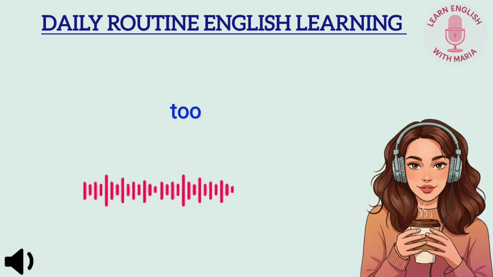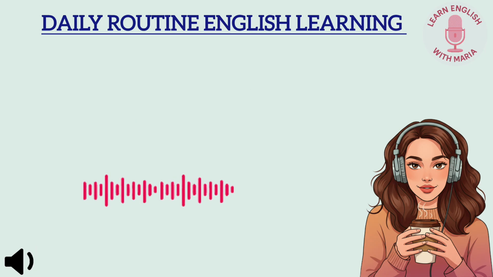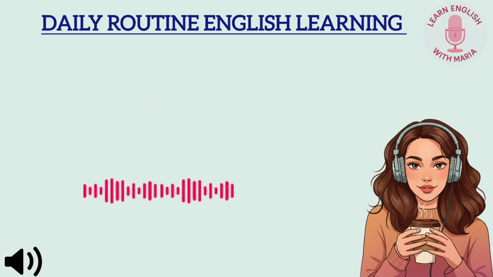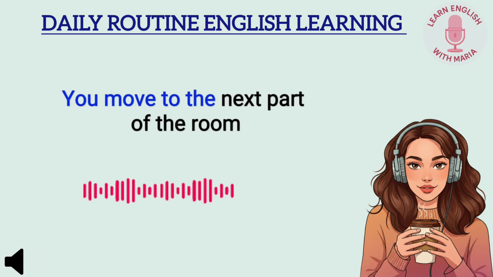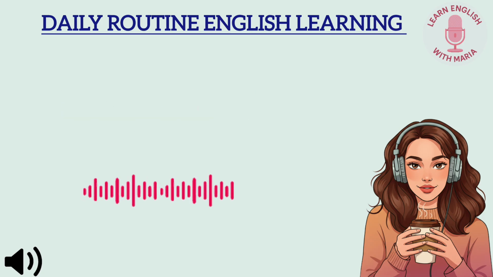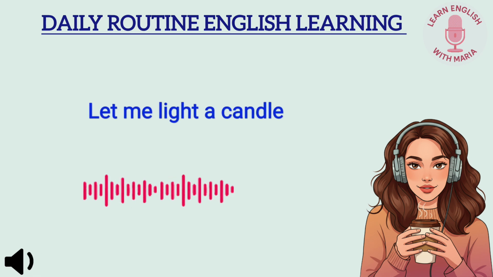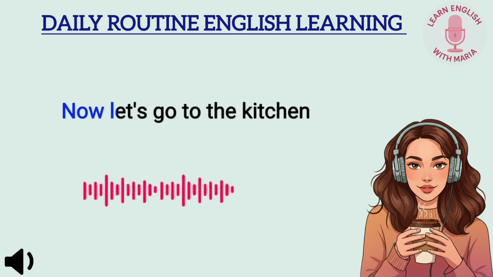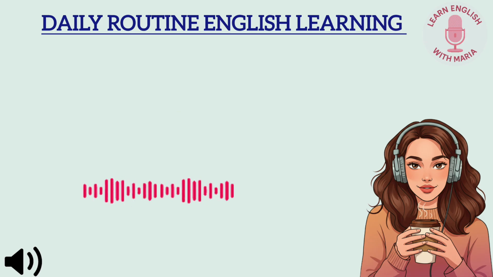I'll clean that too. Now you pick up the broom or vacuum. I'm sweeping the floor. There's a lot of dust under the chair. I'll vacuum the carpet next. You move to the next part of the room. I'm cleaning the TV screen. I'm arranging the books on the shelf. Let me light a candle. The room smells better now. That's the living room. Now let's go to the kitchen, one of the busiest places in the house.